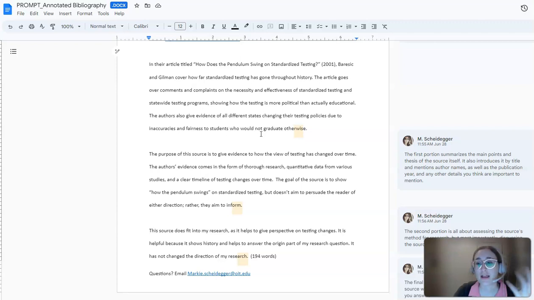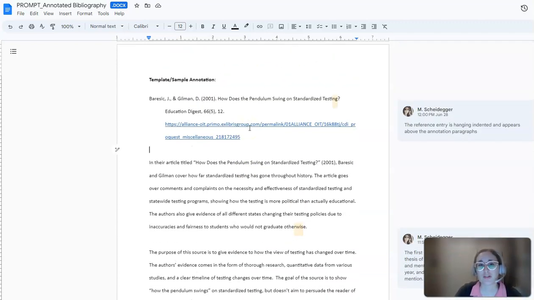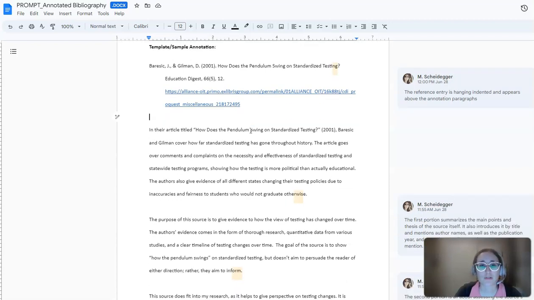So this is the annotated source. Your annotated bibliography is essentially going to be this sample template duplicated 6 times. So you're looking for 6 sources. Okay. Read through the sample on your own as well.